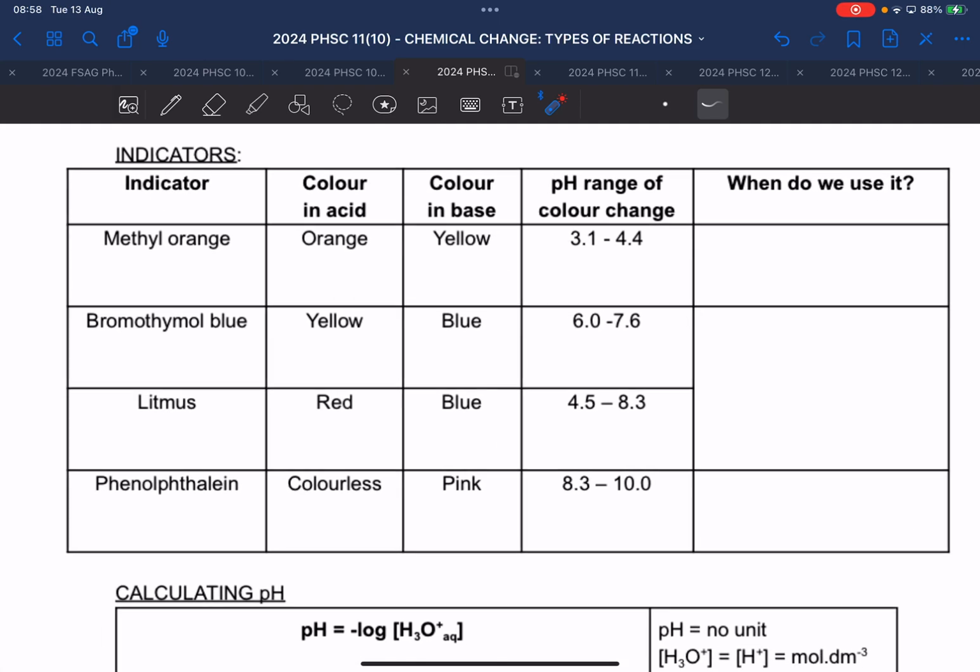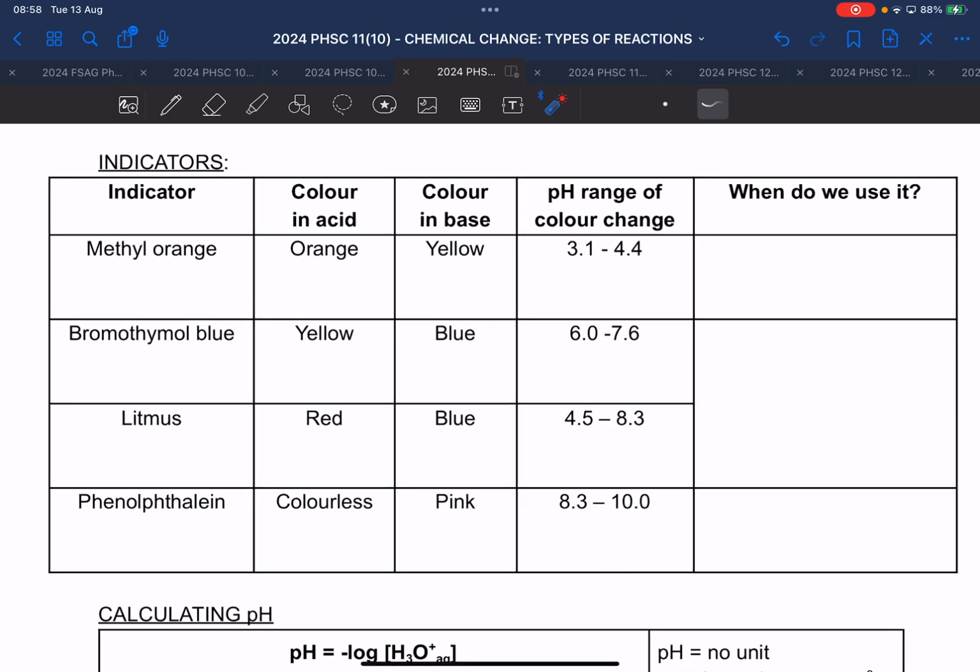Okay, now before we can do calculations, we're going to go to indicators. Indicators are things that tell you whether something is acidic or basic and where the pH is more or less. Now you get lots of indicators. Like a blueberry, that is an indicator. Your tonic water, I don't know if you ever use it. Do you use tonic water? Yes. What for?